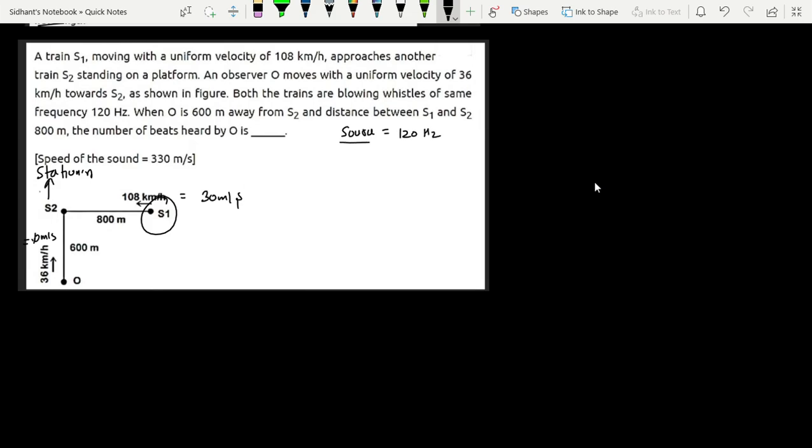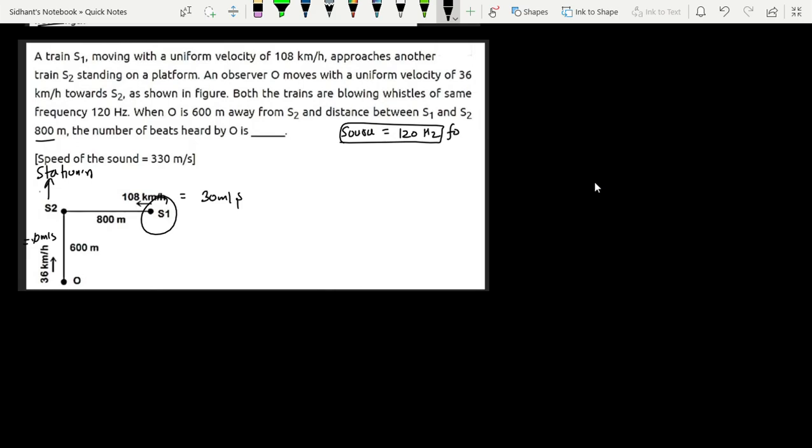I'm writing this source frequency to be f naught, right? Source frequency is written to be what? F naught. Okay. When O is 600 meters away from S2, and the distance between S1 and S2 is 800 meters. So Lohit, they are basically focused on one particular situation only. When O is at a distance of 600 meters and S1 and S2 are 800 meters apart, then what is the number of beats heard by O?